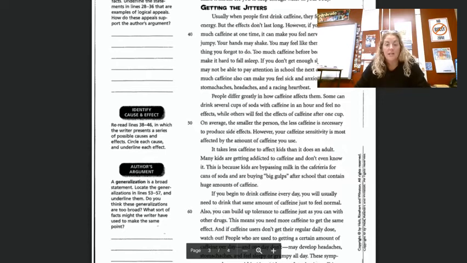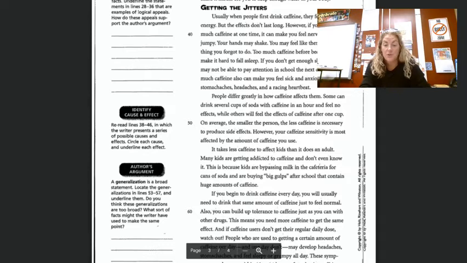Many kids are getting addicted to caffeine and don't even know it. This is because kids are bypassing milk in the cafeteria for cans of soda and are buying big gulps after school that contain huge amounts of caffeine. If you begin to drink caffeine every day, you will usually need to drink that same amount of caffeine just to feel normal. Also, you can build up tolerance to caffeine just as you can with other drugs. This means you need more caffeine to get the same effect.